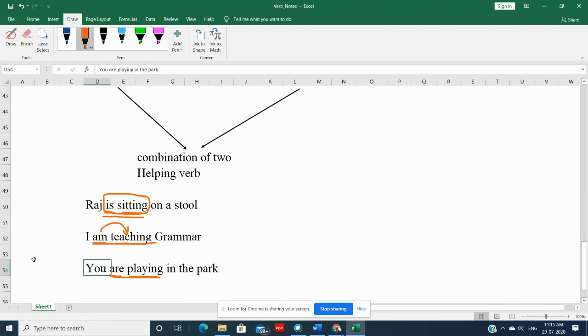You are playing in the park, right? Are playing पूरा हमारा verb है, but are यहाँ पे helping verb है और playing हमारा main verb है.